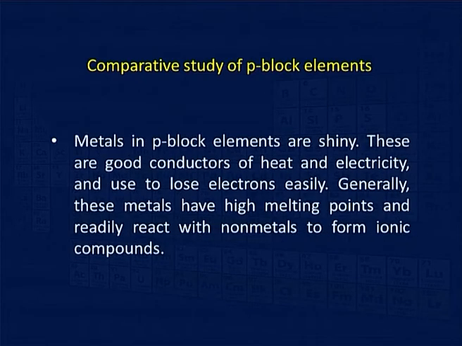The metals in p block elements are shiny, as per the usual nature of metals. These are good conductors of heat and electricity and they have a tendency to lose electrons easily. Generally, these metals have a high melting point and readily react with non-metals to form ionic compounds. Such properties are revealed by the p block elements regarding the metals.